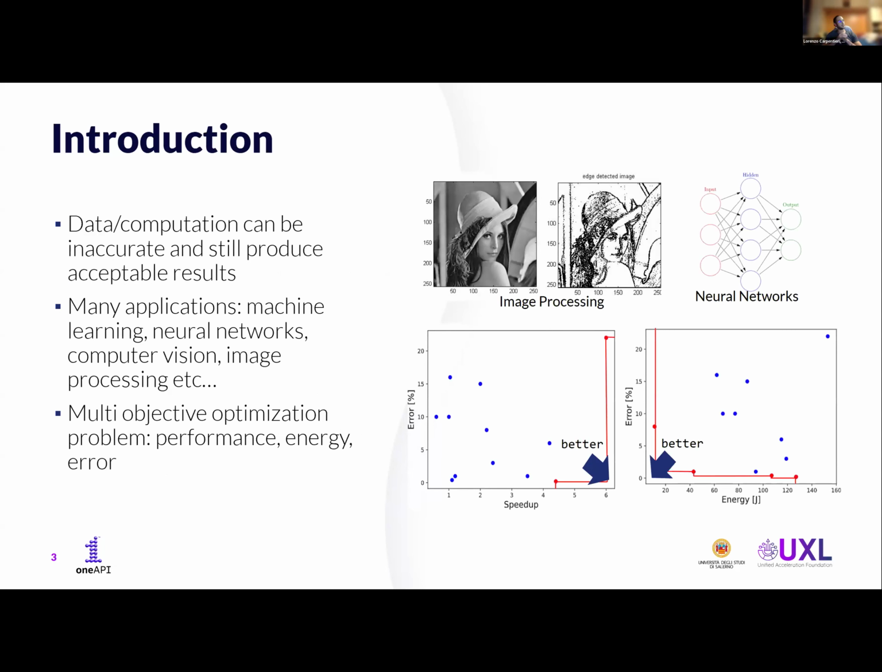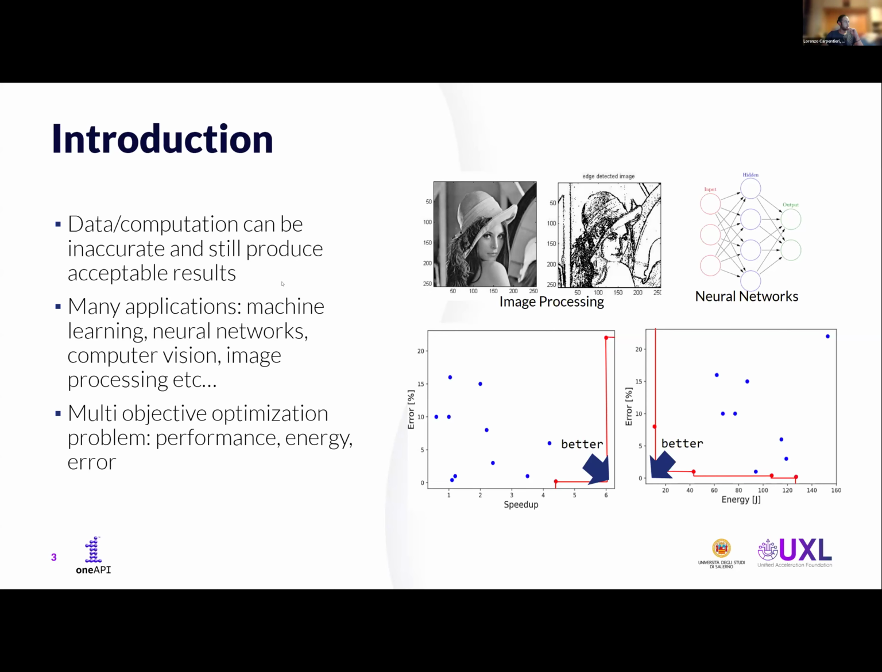Okay, so let's start with this introduction. The idea behind approximate computing is that there are some applications where it's possible that we have a small error in the final output of the application, and we can exploit this error for improving the performance.